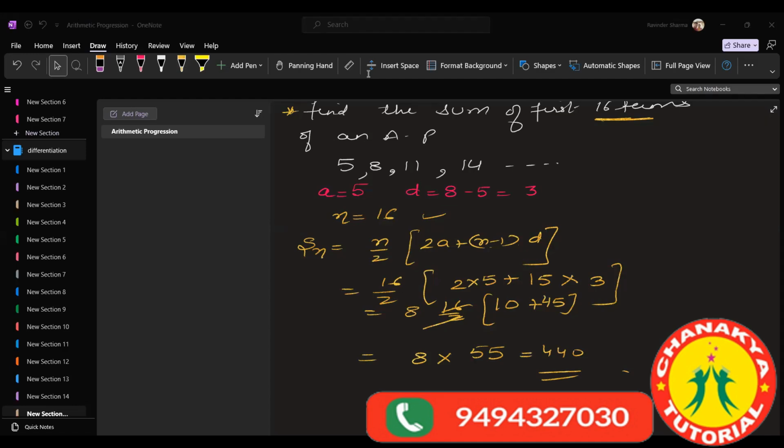So in today's homework, I will give you 2 questions based on this formula only. Sum of n terms. Okay. Okay, ma'am.